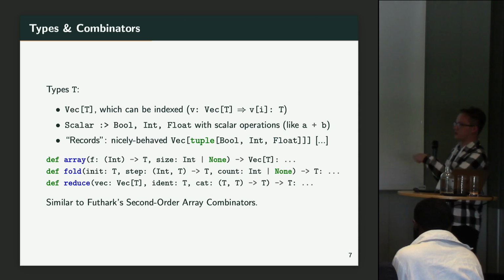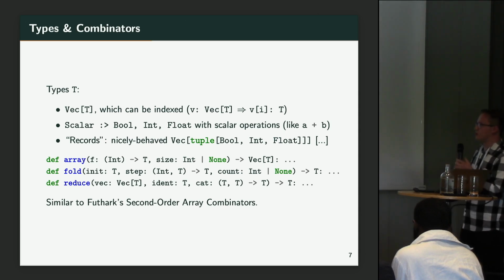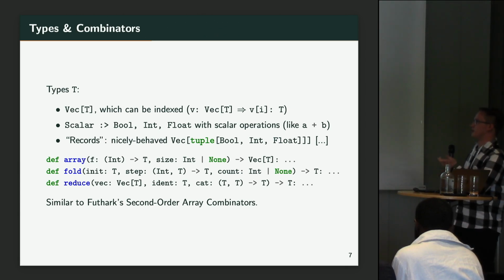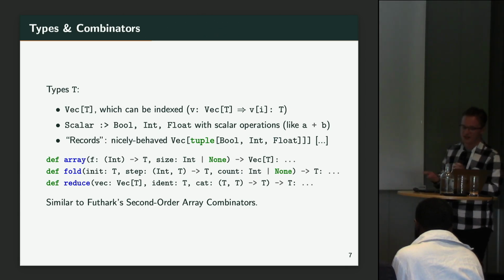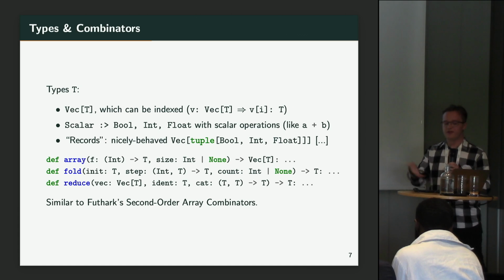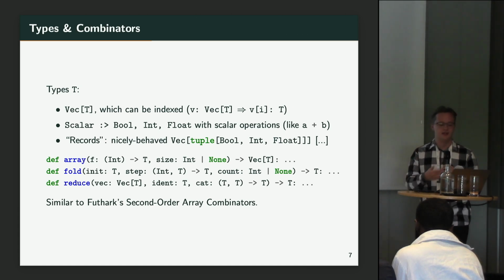There's also fold, which is just an index fold, sort of like a for loop construct, and reduce, which is added as a proof of concept that the scheme I'm using generalizes to those combinators. So this is an associative reduction. These are like Futhark second-order array combinators. You don't get this sort of stuff in NumPy-like libraries. You just do everything with broadcasting and batch axes and a lot of weird stuff. So quite clean, I think.